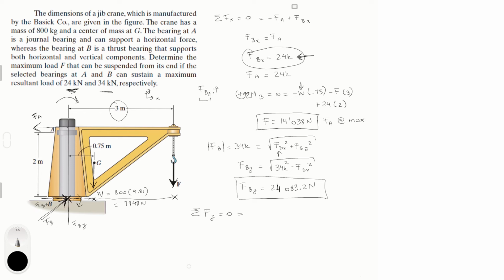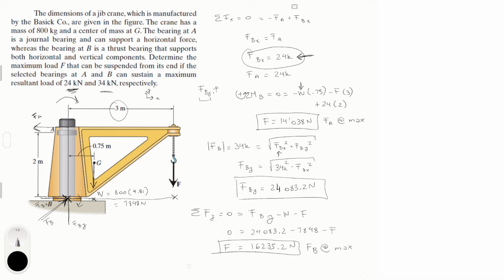Now, with this value, we're going to do the sum of the forces in y equal to 0. You're going to see why in a second. So F of B of y minus the weight minus F is equal to 0. So 24,083.2, which is what we just found, minus 7848, minus F is equal to 0. If you solve for F, we get that F is equal to 16,235.2 newtons. Now we got two F's. Which one's the right answer, guys? This is F with F of B at max.